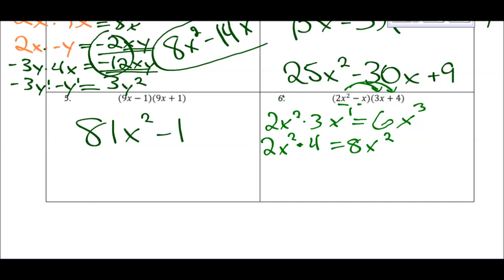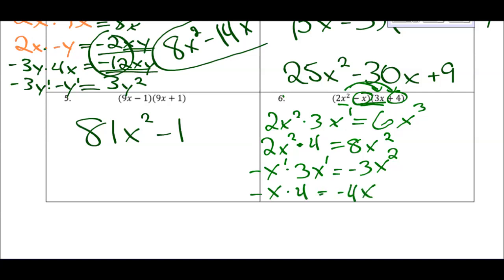Negative x times 3x. That was the most common mistake I saw. You just wrote negative 3x, but we have an x to the first and an x to the first. That becomes x to the second. We're adding those 2 exponents. Okay, so we're multiplying 2 x's together, so that means we have to add those exponents. Okay. And then I'm multiplying these 2, negative x times 4. That's just negative 4x.